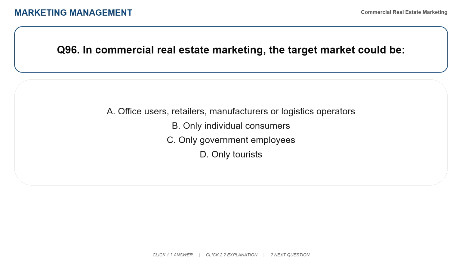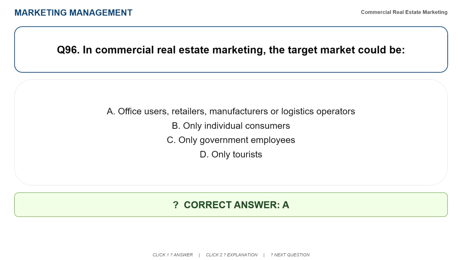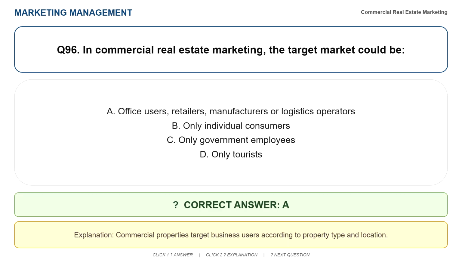Question 96. In commercial real estate marketing, the target market could be: Option A, office users, retailers, manufacturers, or logistics operators. Option B, only individual consumers. Option C, only government employees. Option D, only tourists. The correct answer is A. Explanation. Commercial properties target business users according to property type and location.